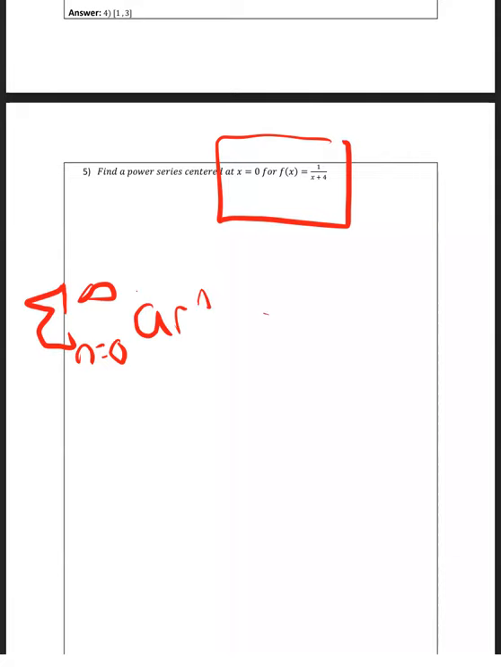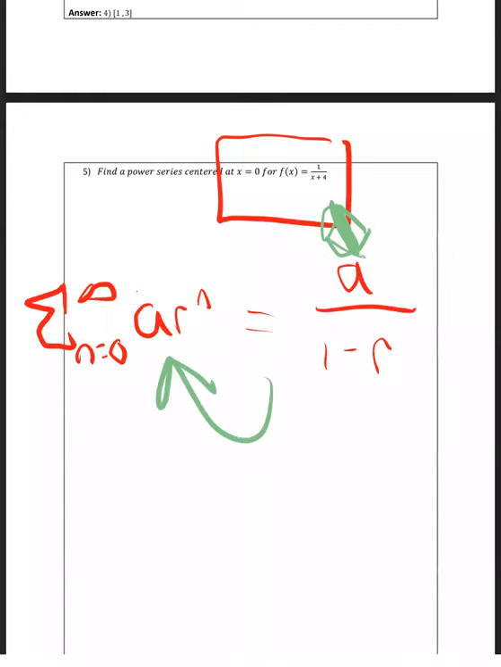This is what it looks like, and we know that a over 1 minus r is the same thing as the series. So notice how it kind of looks like what we have over here. So now all we have to do is match. Look, it's literally a matching game. We're gonna match what's here with here, so we can plug it in over here, and that's the answer. Does that make sense? All we need to do is figure out what A is and what R is, and then we can just plug them in right there.